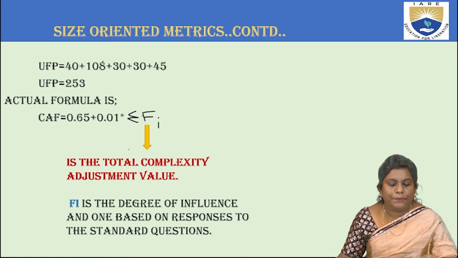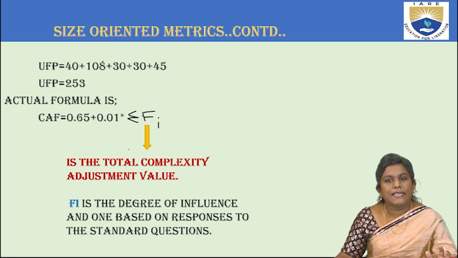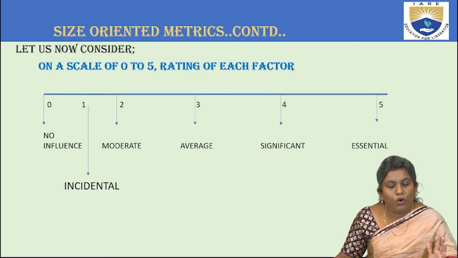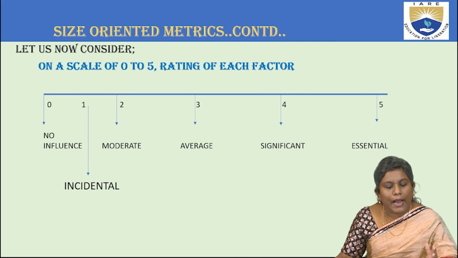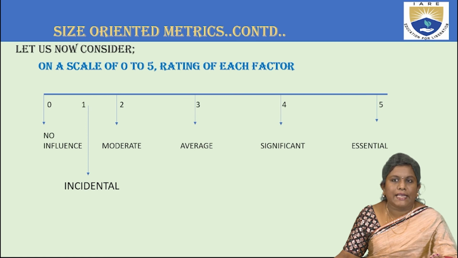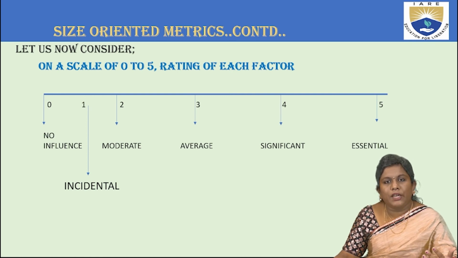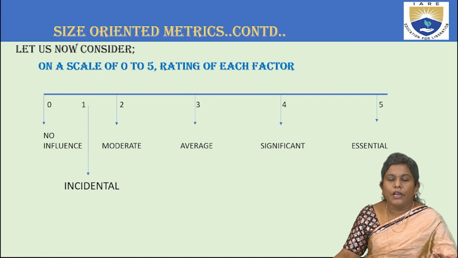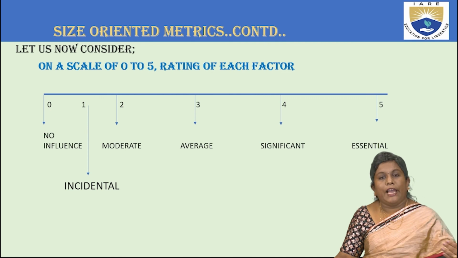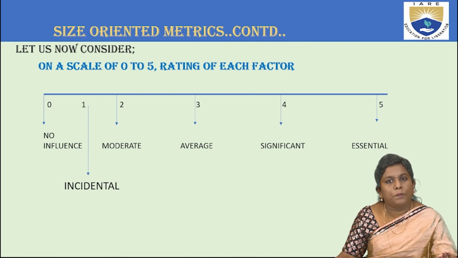Now, let me tell you something about this Fi. This Fi is nothing but the factors that involve answering some standard questions. Let us assume we are focusing on one particular scale from 0 to 5. I am considering 0 as no influence, 1 as incidental, 2 as moderate, 3 as average, 4 as significant, and 5 as essential, right? This is just an example. But whenever there is some execution going on within a project, here I have just specified 5 factors. Like that, you can specify 10 factors where your 6 can be efficient, 7 can be optimal, and so on.